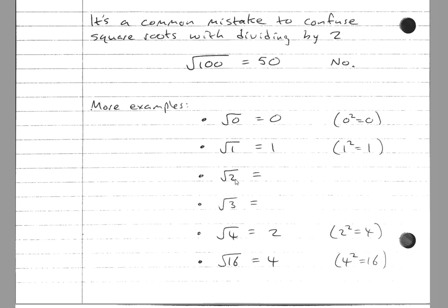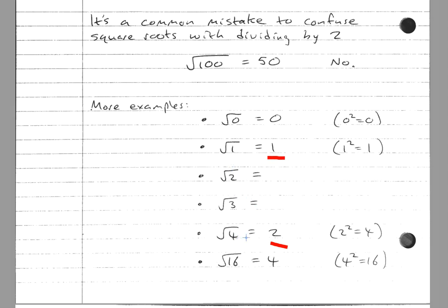Well, the answer is not 1. The answer is not 2. 2 squared is 4, we see that here. So in fact, there's no whole number that works. You can see that the answer is between 1 and 2.